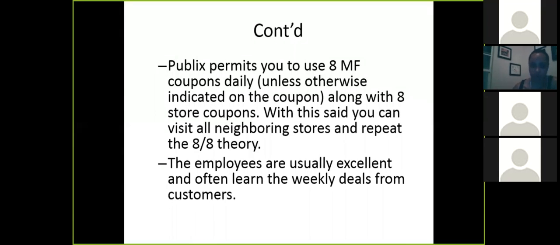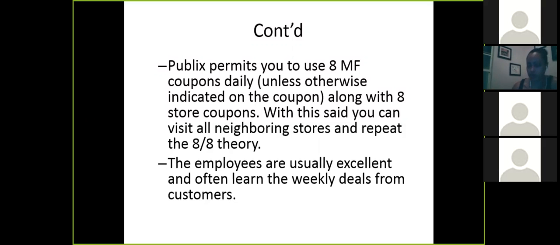For those of you who have Publix around, Publix will allow you to use 8 manufacturer coupons. MF is not merchant fulfilled, guys. I'm sorry, I should have spelled that out for you. 8 manufacturer coupons daily, unless it's otherwise indicated on a coupon. Sometimes you have a coupon that will say a maximum of 4 per day, but Publix allows you to use 8, along with 8 store coupons. So that slide I showed earlier with the shampoo.